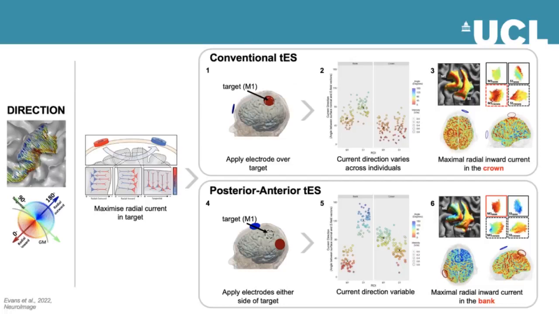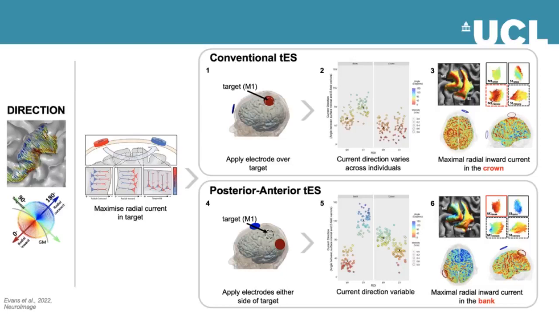We looked at two regions within M1 in particular, the gyral crown of M1 and the sulcal bank. And what we observed, as we anticipated, is that there was substantial variability in the direction of current across subjects, which you can see in figure 2. This really emphasizes the need for individualized electrode montages. And also notably in figure 3, we can see that when you apply a conventional montage, we appear to indeed maximize radial inward current in the crown of M1.